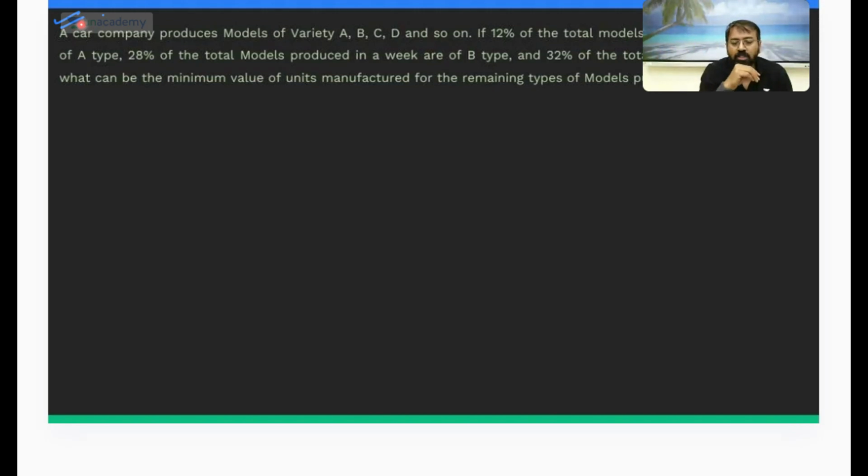If 12% of the total models produced in a week are of type A, 28% of the total models produced in a week are of type B, 32% of the total models produced are of type C, and so on and so forth. So what can be the minimum value of units manufactured for the remaining types of models put together in a week? Okay, this is what you need to figure out. Now give a thought and tell me.